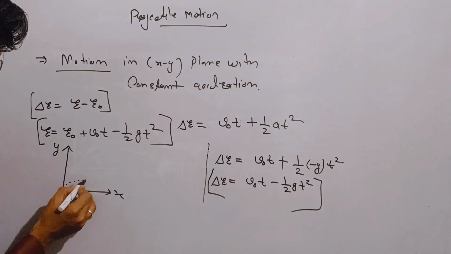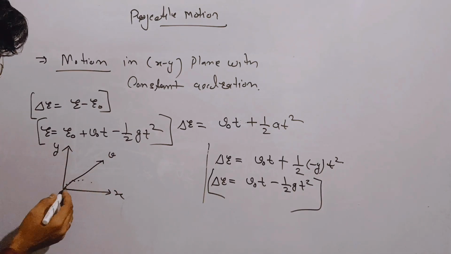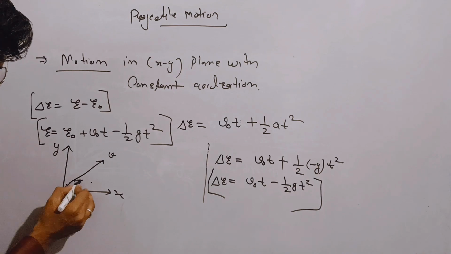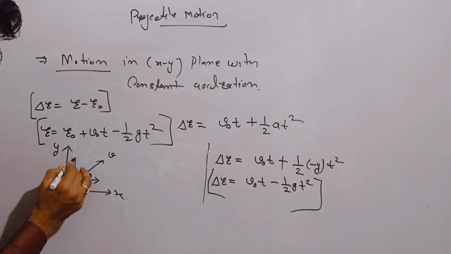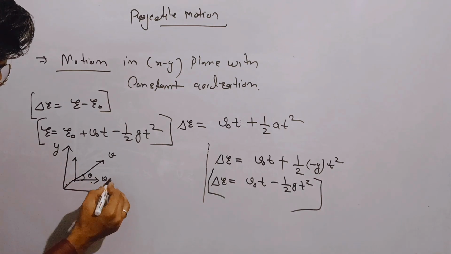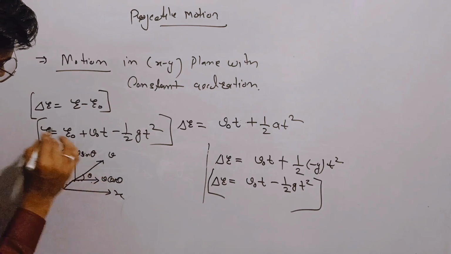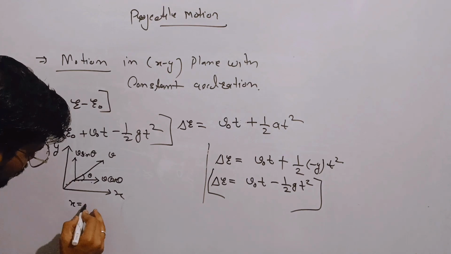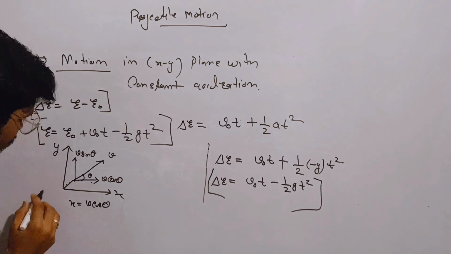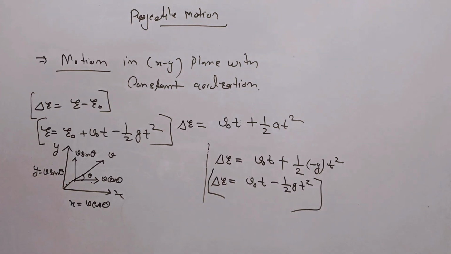So this is the xy plane, and this is the projectile path. This is the object on the path, making an angle theta, and this is the component of velocity, v cos theta in the horizontal direction and v sin theta in the vertical direction. Then vx is equal to v cos theta and vy is equal to v sin theta.